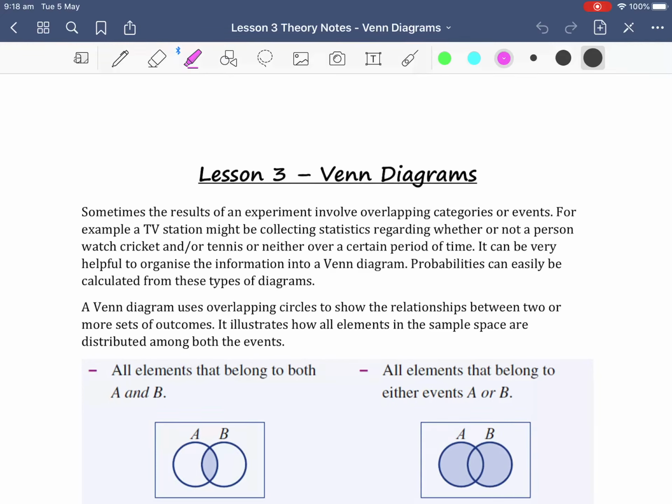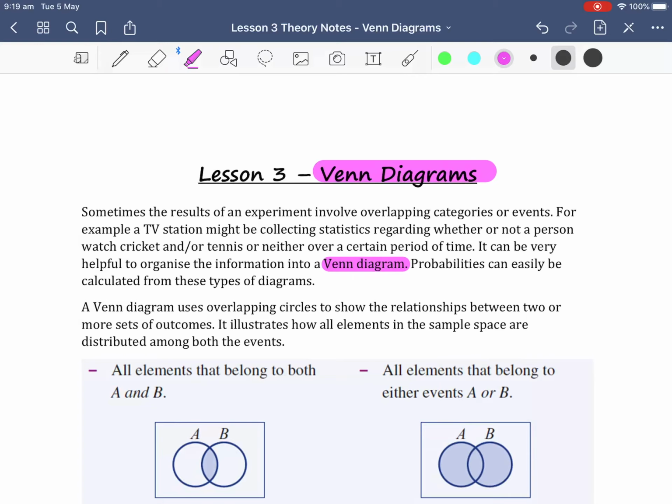Today we're continuing on with the topic of probability and we're learning about Venn diagrams. Sometimes the results of an experiment involve overlapping categories or events. For example, a TV station might be collecting statistics regarding whether or not a person watched cricket or tennis or neither over a certain period of time. It can be very helpful to organise the information into a Venn diagram. Probabilities can be easily calculated from these types of diagrams.